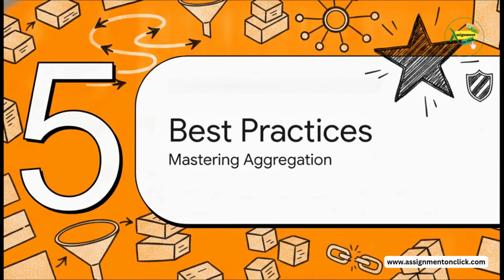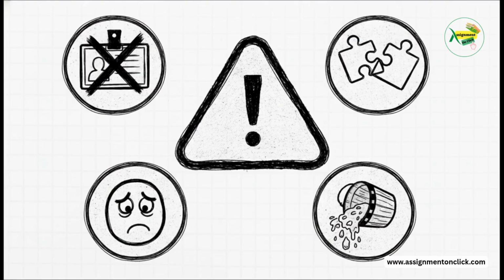Which brings us to the home stretch, Section 5, Best Practices and Pitfalls, Mastering Data Aggregation. Knowing how to actually use the node is one thing. Avoiding the common traps is what truly makes you an expert. So let's run through these common mistakes together.